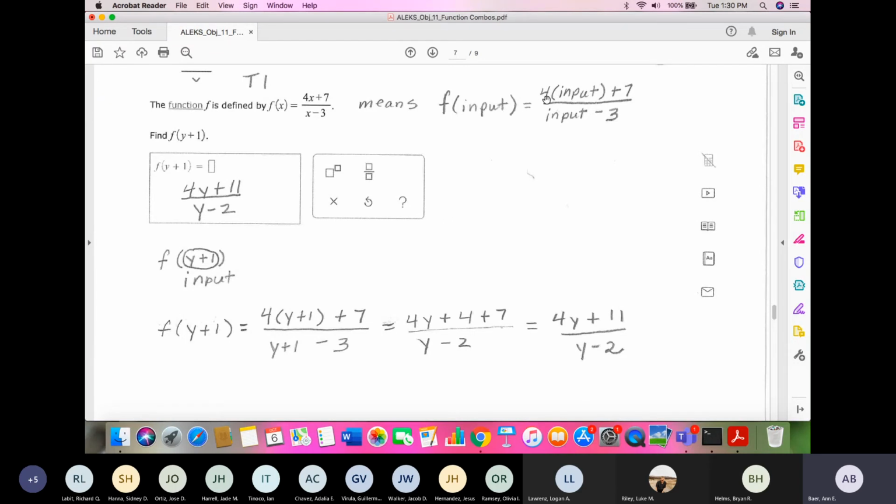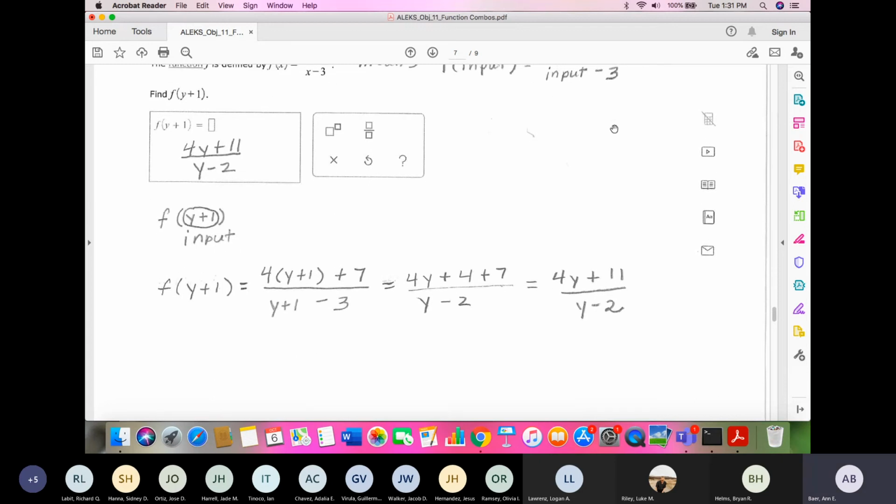So this is equal to 4 times input. 4 times what's our input? y plus 1, in parentheses, plus this 7, divided by, from here, we see the word input again, but our input is y plus 1, minus this 3.